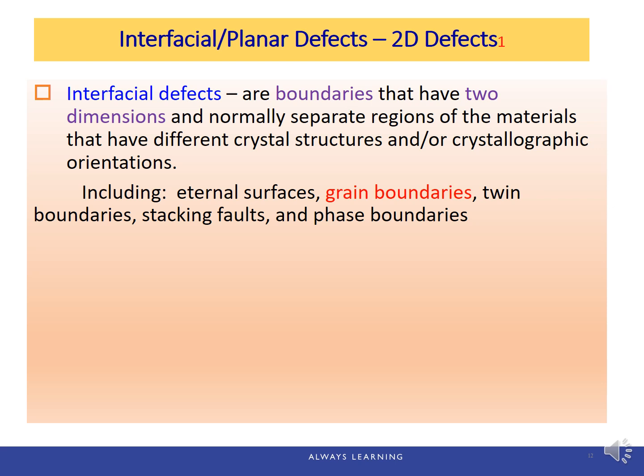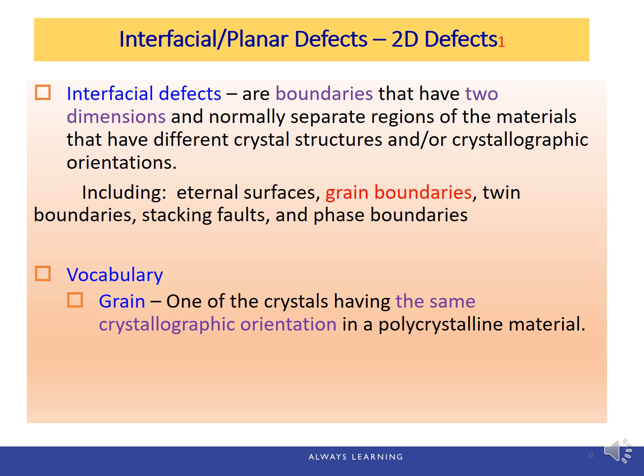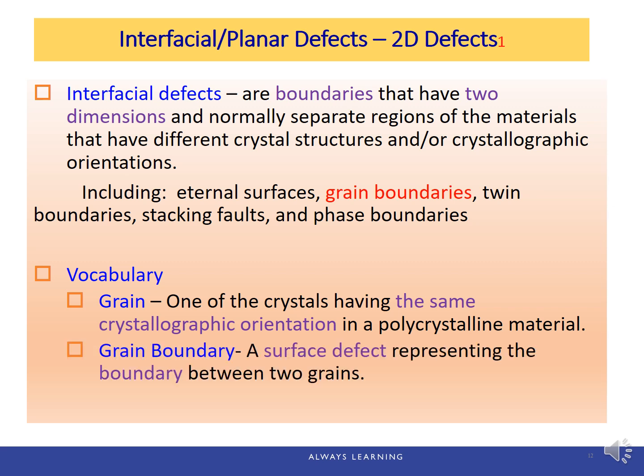Let's review a couple of vocabularies to describe grain boundaries. We will learn the crystal structure. We say we have grains in polycrystalline structures. A grain is one of the crystals having the same crystallographic orientation in a polycrystalline material. A grain boundary, by its meaning, is the boundary between adjacent grains, and it is a surface defect.